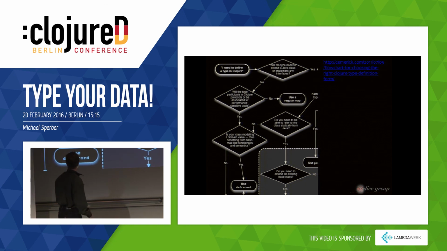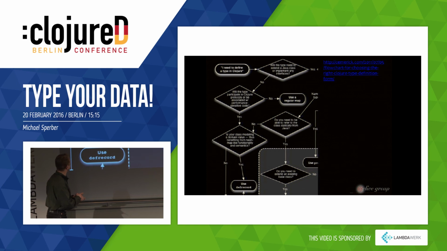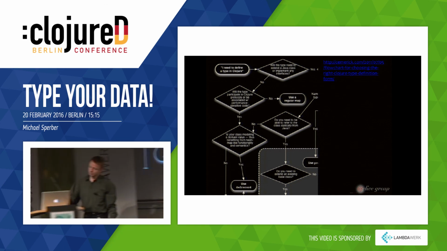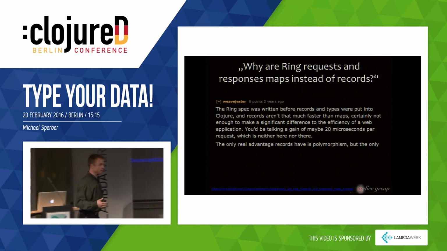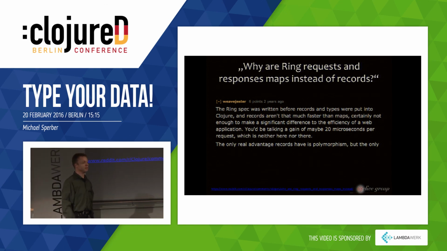And then it says, in order to get here, you need to answer another question: is your class modeling a domain value, thus benefiting from hash map-like functionality and semantics? And to be honest, I have no idea what that means. This is in a lot of places in the Clojure community.